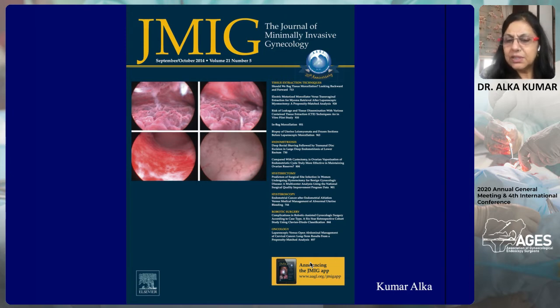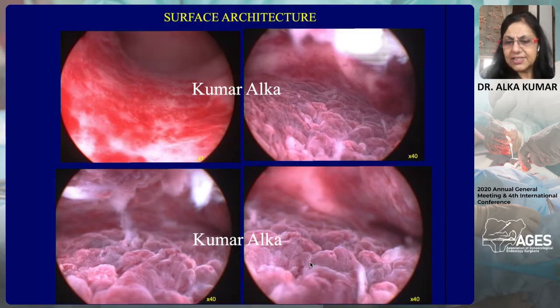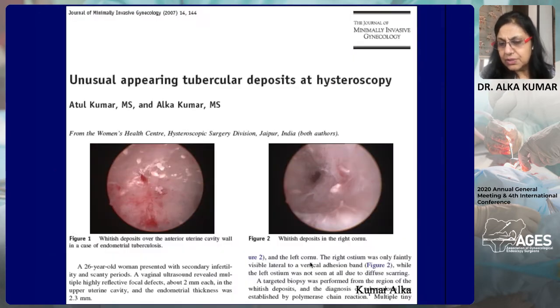These were published with the cover page images on the surface architecture of the endometrium in tuberculosis. What we actually saw at 40x magnification was that the endometrium becomes nibbled up. It's almost like a mouse has nibbled at the endometrium, and it is sprinkled. There is a sprinkle of white powdery substance on it when you go closer to the endometrium, which are actually the tubercles or deposits which are pathognomonic of tuberculosis.